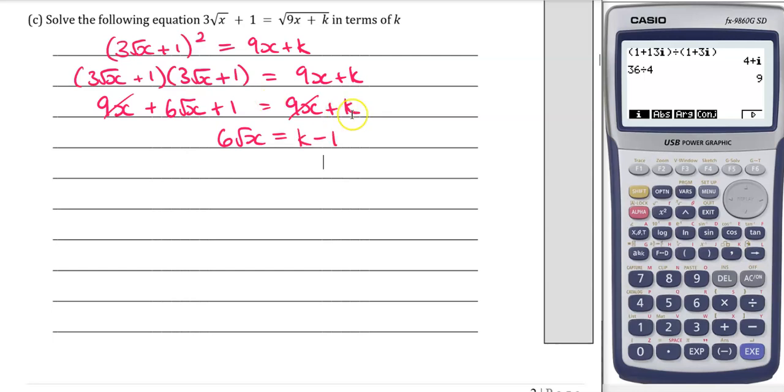And just remembering what we need to do, we're solving in terms of k. So we need x equals something with k's. So root x will be k minus 1 over 6, and x equals k minus 1 over 6, all squared.